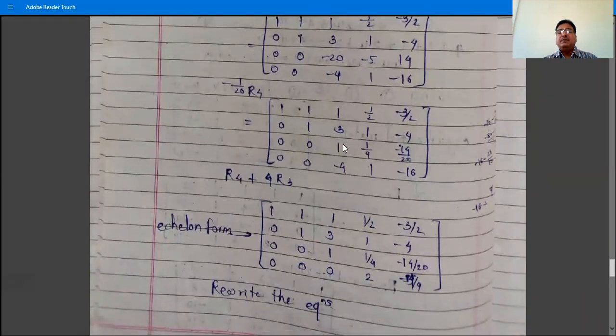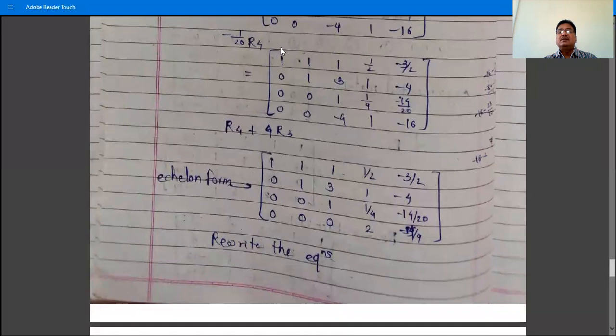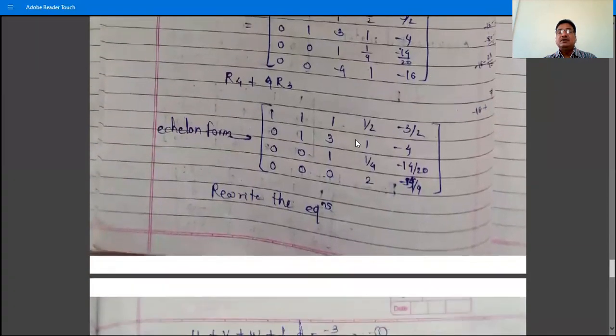So what do we have? Here 1, then minus 5 by minus 20 becomes 1 by 4. And then minus 14 by 20. Okay. And then the last row as it is. Then reduce this minus 4 to 0. In order to reduce it to 0, use this one. By using this one, reduce this minus 4 to 0. So R4 plus 4R3 is the operation.